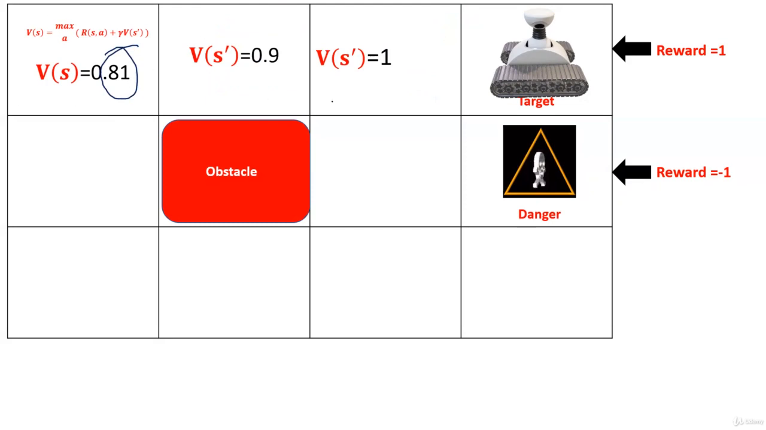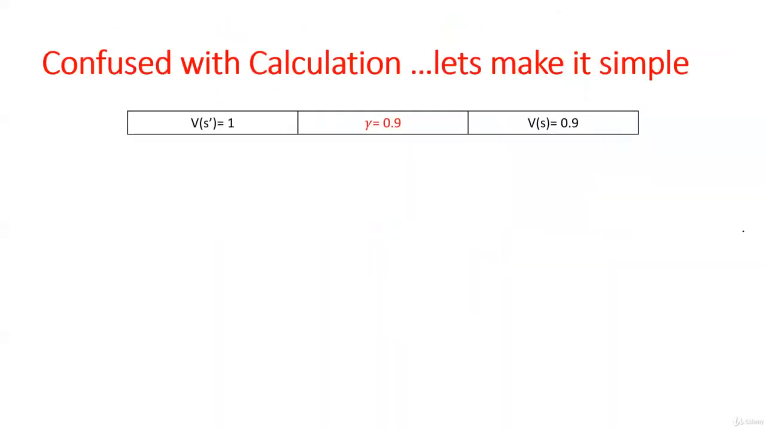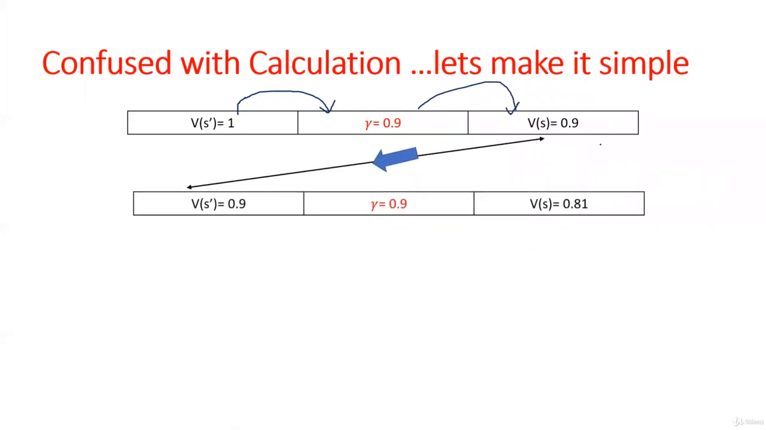You find this calculation difficult? Let me make it simple for you. First the value was 1. This 1 got multiplied with 0.9, and the answer is 0.9. This 0.9 has been taken over here. So this 0.9 will get multiplied with this 0.9 and the answer is 0.81.